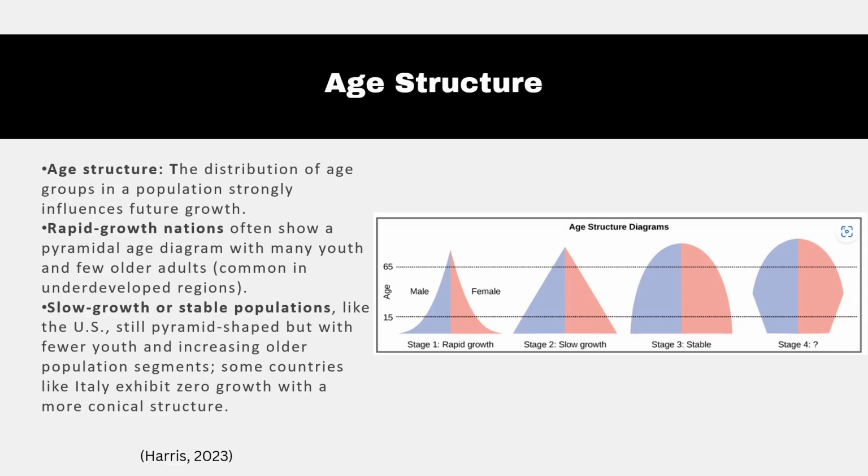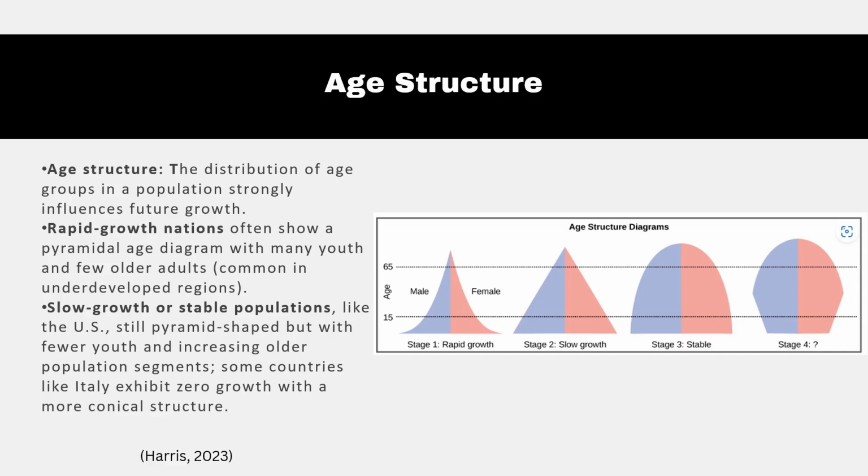Age structure shows how many individuals are in a different age group. It predicts future growth. So rapid growth nations tend to have pyramid shapes, with many young people at the bottom and fewer older people at the top. A stable growth shows a relatively balanced shape, so about the same number on the bottom as there are on the top. And some countries even show a shrinking population where there's a narrower base and a wider peak.